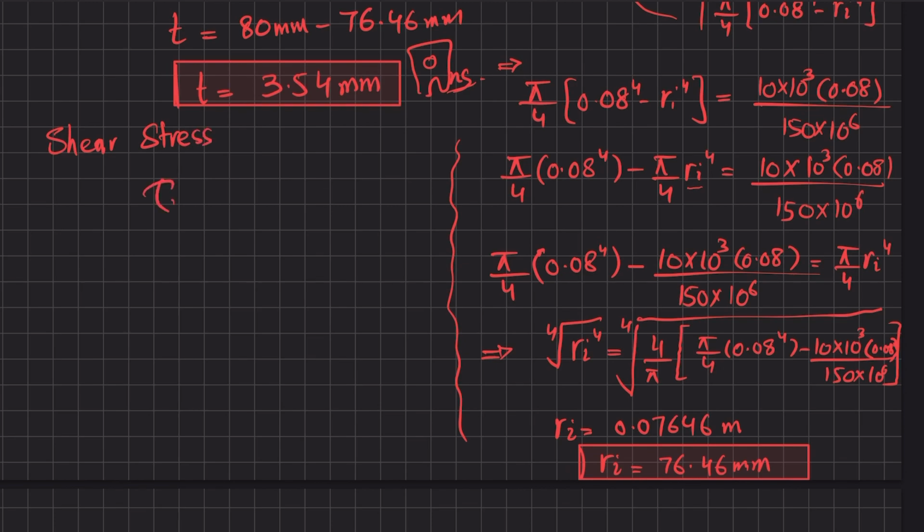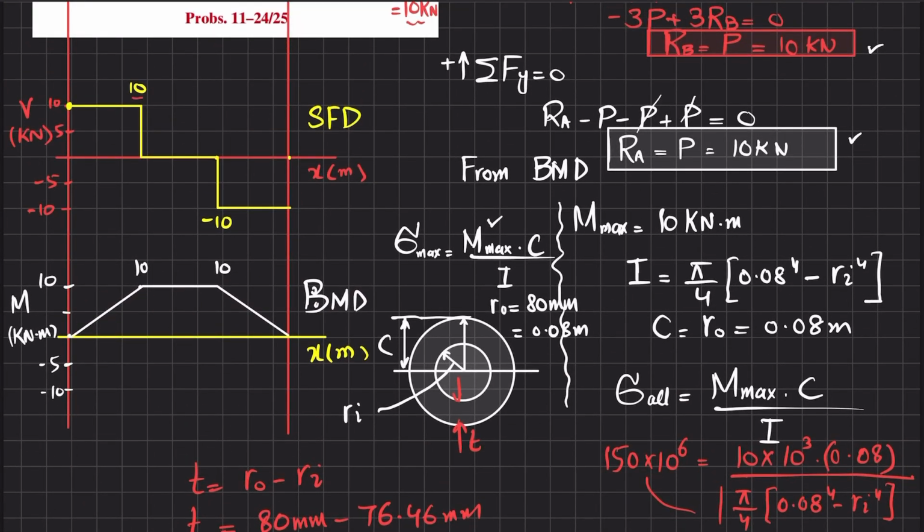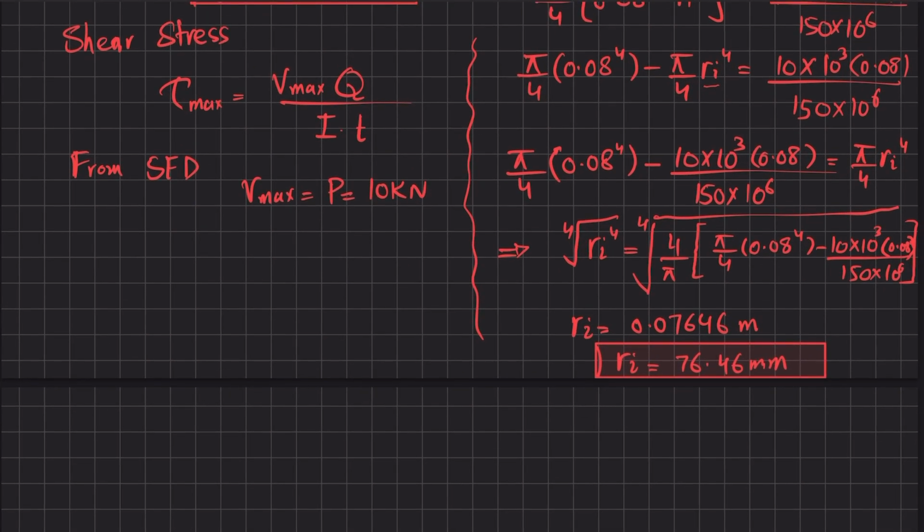We know that allowable shearing stress or maximum shearing stress is given as V max into Q divided by I into T. So V max from the shear force diagram is equal to P, which is 10 kilonewton. Let me show you. You can see V max is 10 kilonewton. Clear? So the cross section is circular with inner and outer radius now available. And let this be the horizontal axis or neutral axis.